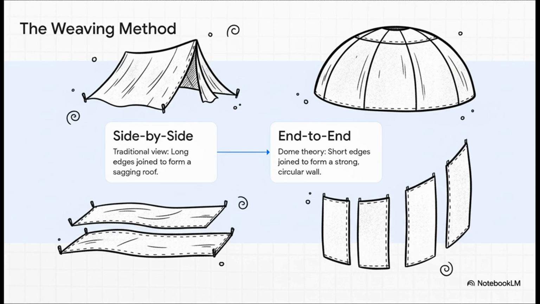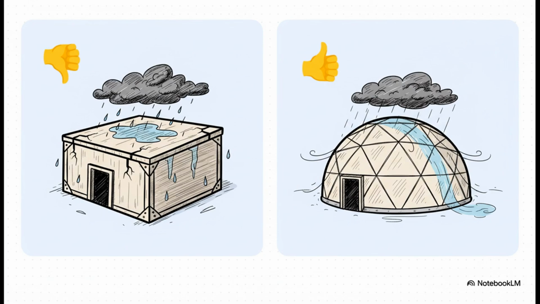But the dome theory says, no, you join the short ends together. And that one tiny change in assembly completely transforms the structure from a flat, weak roof into a powerful, continuous ring. And when you think about it from a practical standpoint, it just makes so much more sense.